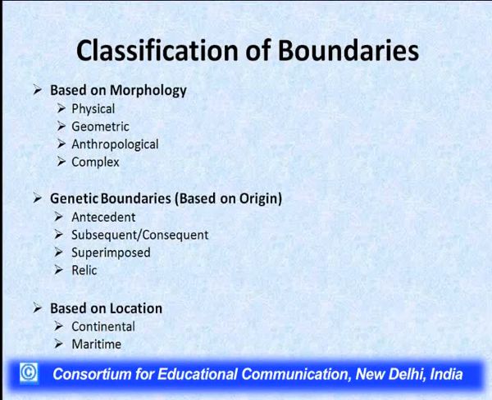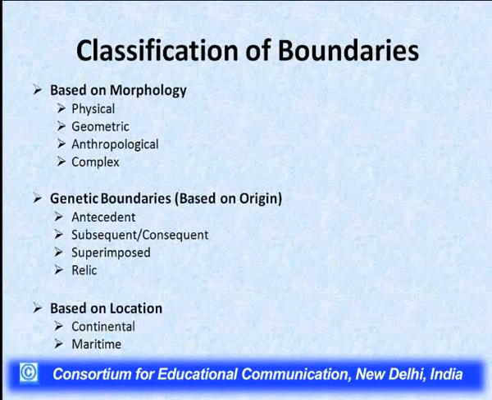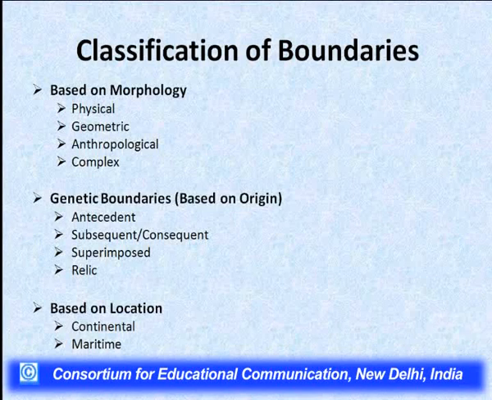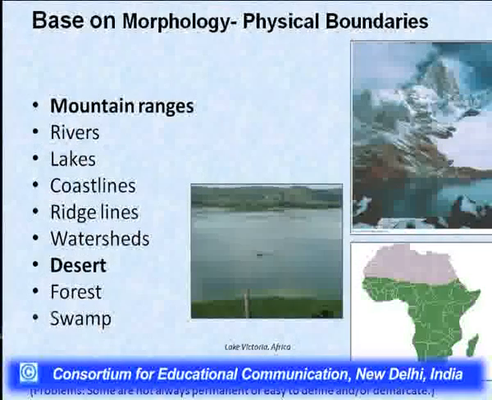which has been given by Richard Hartshorne in 1936. That has been divided into different categories. The first genetic boundary is the antecedent boundary, then the subsequent or consequent boundary, then superimposed, and the last one is the relic or relict boundaries. On the basis of location, the boundaries are also classified into continental and maritime boundaries. So let's discuss one by one in detail.